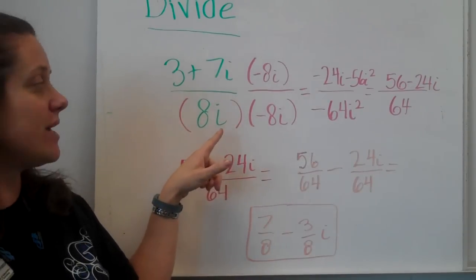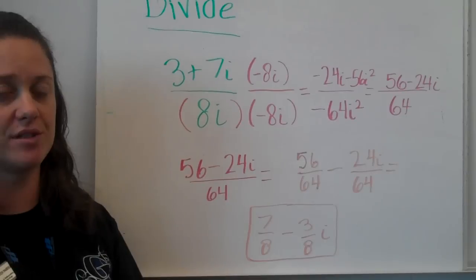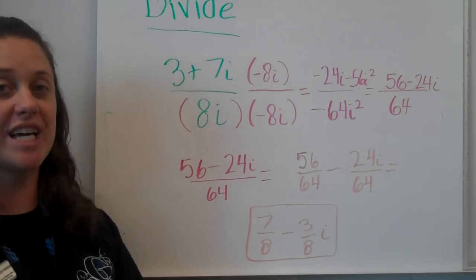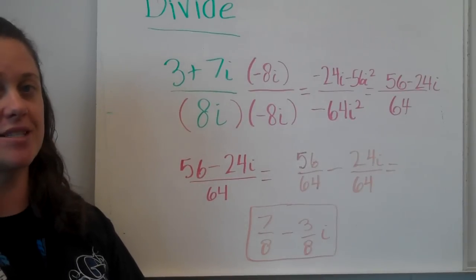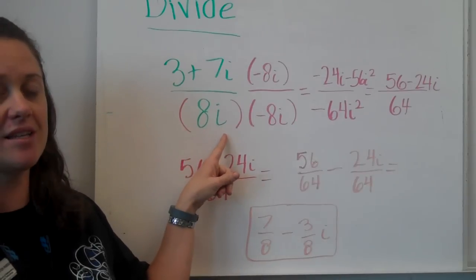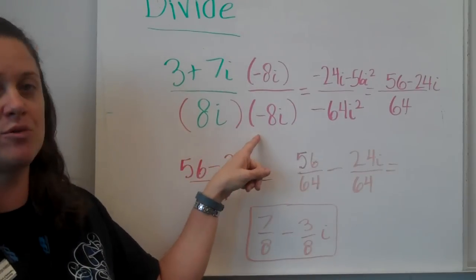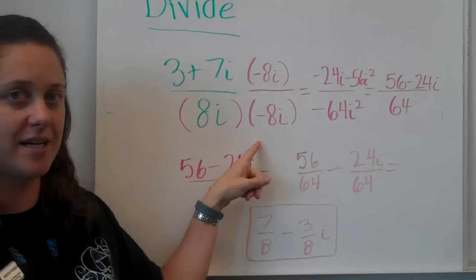So in order to divide, we have to get rid of this. We can't leave i's in the denominator, just like we can't leave radicals in the denominator. So in order to get rid of it, we're going to multiply by its conjugate. The conjugate here, we have 0 plus 8i, so we multiply by 0 minus 8i. And to keep it simple, we'll just write a minus 8i.